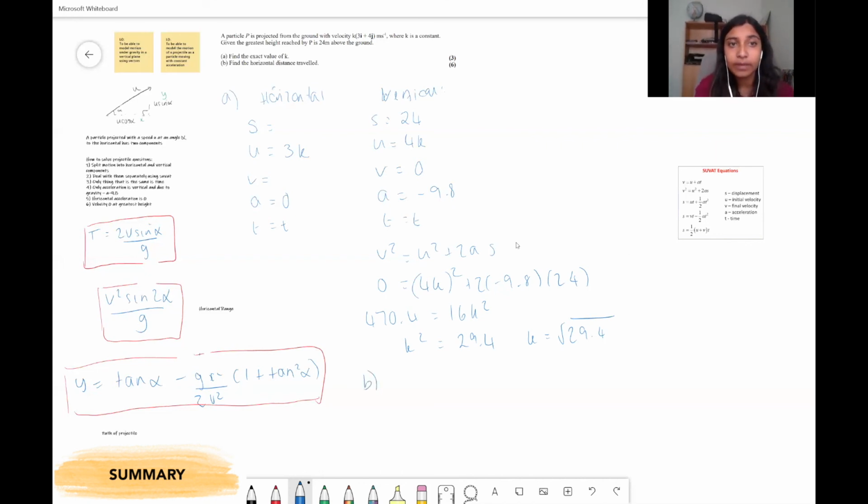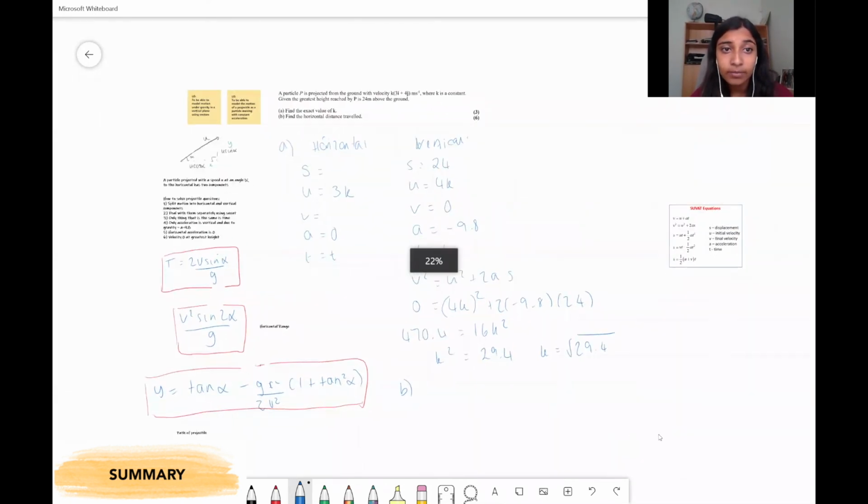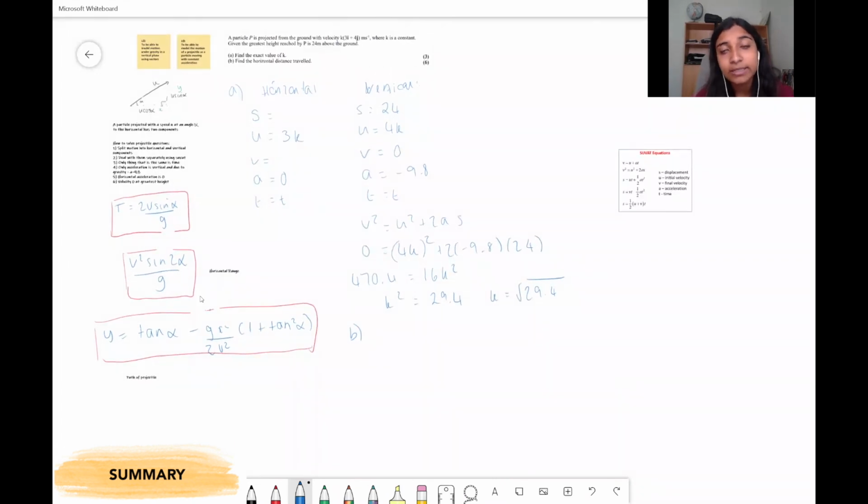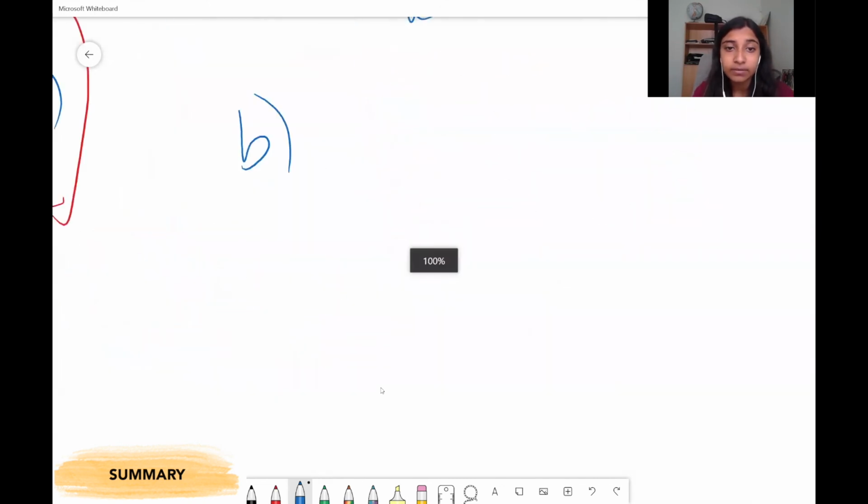Now part B, you want to find the horizontal distance travelled. So we can't use the range formula because we don't know alpha. So we just want to use our horizontal and vertical components. Because we know that t is common, using our vertical we can find what our t is, and then we can just double that and then use our horizontal.